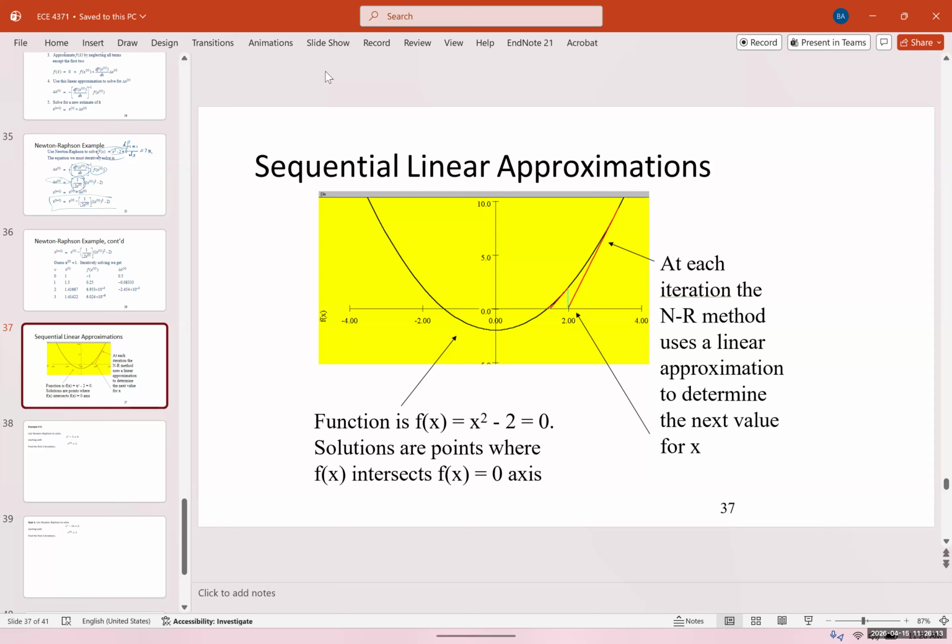The function is f(x) = x squared minus 2 equal to 0. The solutions are the points where f(x) intersects the f(x) equal to 0 axis. So the intersection that we have with the x-axis is going to be the answer that we're going to have. That is going to be here.